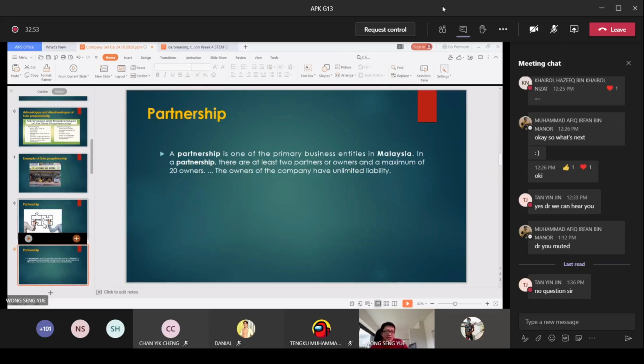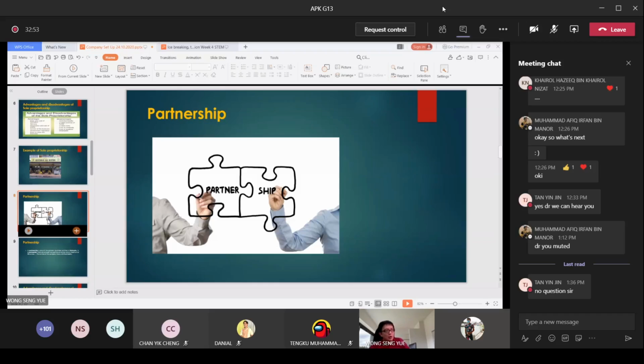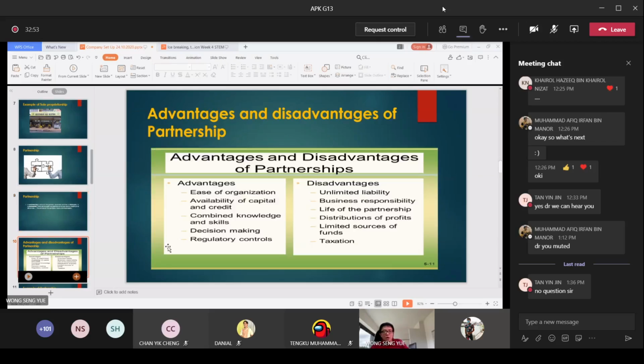A partnership will be something like a clinic, legal firm, or audit firm. So mostly they combine all the skills and all the capital together with their business partner. This type of business entity is very easy to set up. They are able to share all the skills, for example in a clinic, and mostly they are able to get more capital for this business.